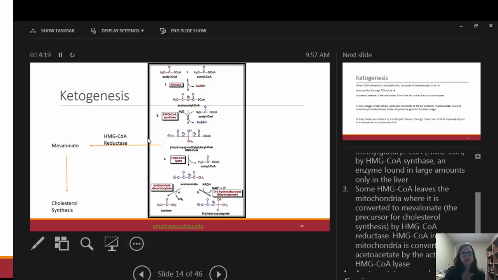Now, some of this HMG-CoA is going to be shuttled out of the inner mitochondrial membrane for cholesterol synthesis. But in this process that we're talking about here, our HMG-CoA is going to stay in the mitochondria, and it's going to be converted into acetoacetate through the action of HMG-CoA lyase.